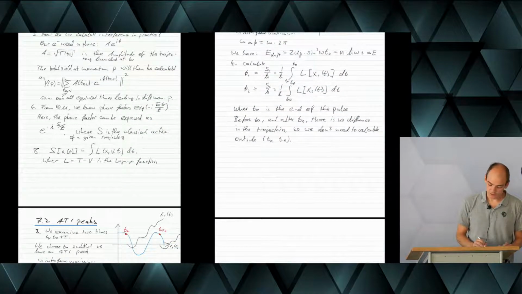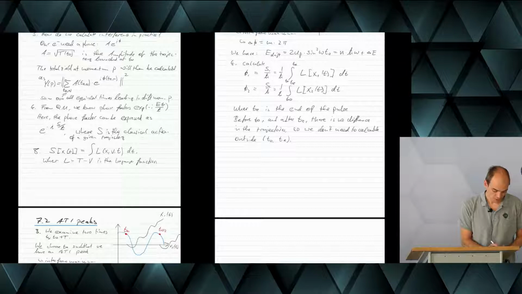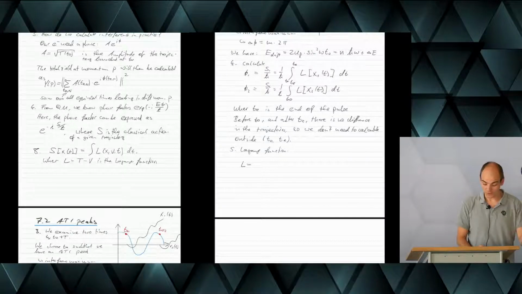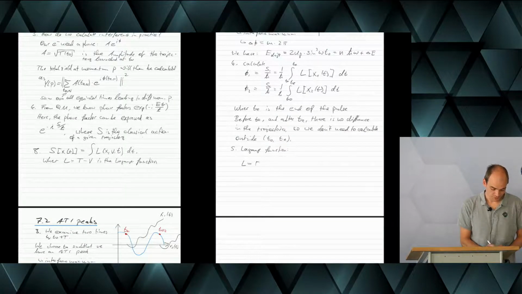Okay, so let's write down the Lagrange function. Yeah, so the Lagrange function is the kinetic energy. Maybe I used T before, but maybe this is not very useful because we already have T for the tunneling rate and the optical period. So let's not use it for the kinetic energy, but simply write energy kinetic minus V for potential energy.